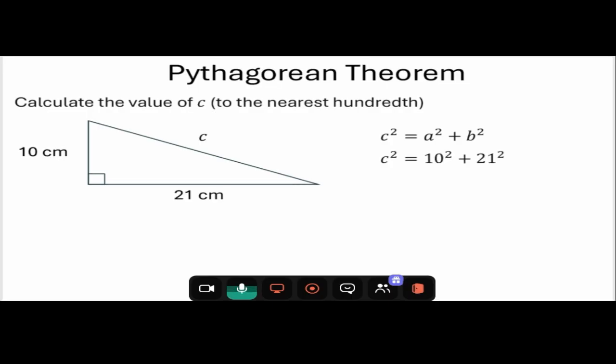C squared will be equal to 10 squared plus 21 squared, the other two sides. If you are wondering, how do I know which one is A and which one is B? The answer is it doesn't matter. Think about it. 10 squared plus 21 squared will be the same as 21 squared plus 10 squared. All that matters is that those ones on the right are not the hypotenuse, and this one on the left is the hypotenuse.